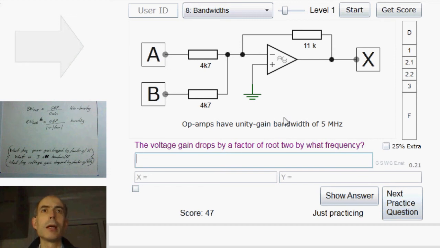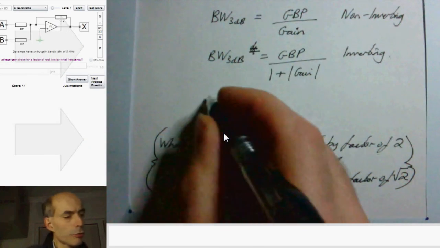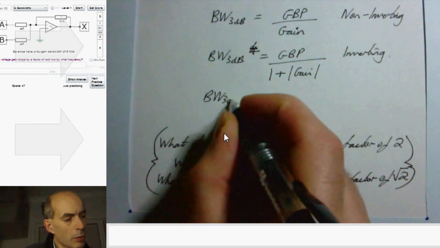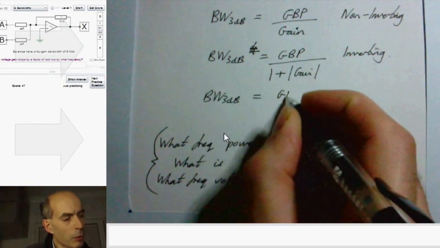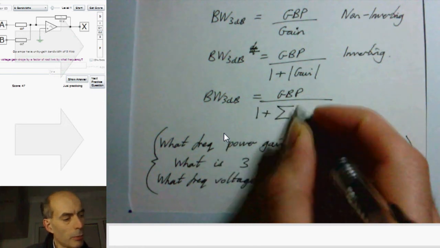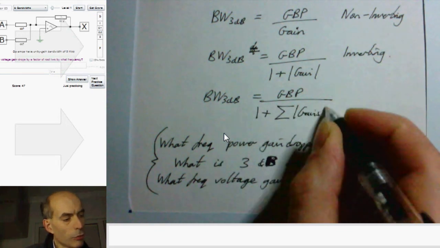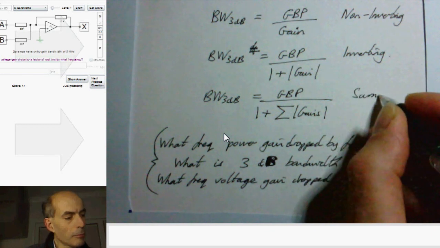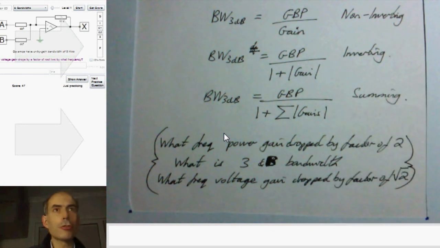Yeah, here, a summing amplifier at level 1. Now, summing amplifiers have a slightly different formula. For summing amplifiers, the bandwidth, 3 dB, is the gain bandwidth product divided by 1 plus the sum of all the gains from all the inputs. That's what you need for a summing amplifier.